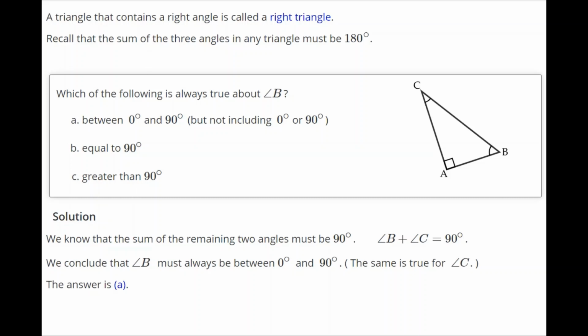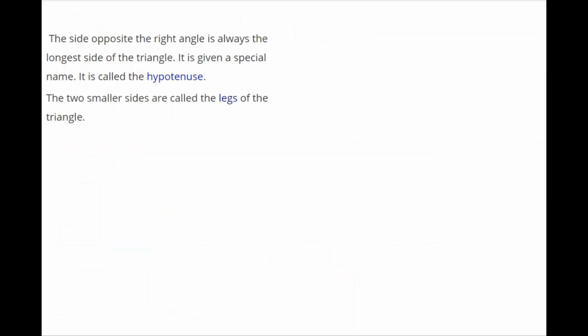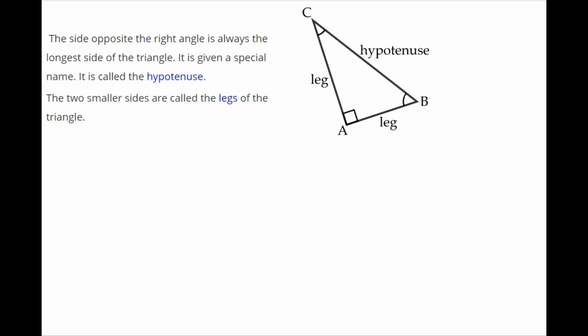We conclude that angle B must always be between 0 degrees and 90 degrees. In fact, the same is true for angle C. The answer is option A. And what we get out of this is that in a right triangle, the 90-degree angle is the largest angle. The side opposite the right angle is always the longest side of the triangle. It is given a special name. It is called the hypotenuse. The 2 smaller sides are called the legs of the triangle.